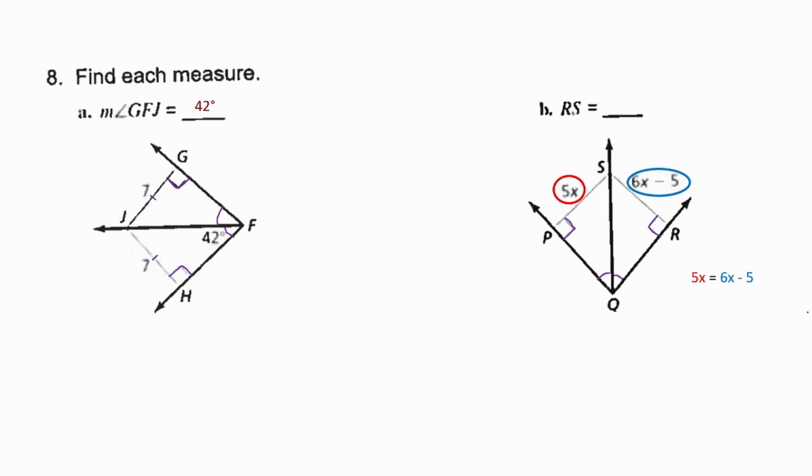Set them equal, and then if we subtract 6x from both sides, we would get negative x equals negative 5, and then we would get that x equals 5. Now, again, keep in mind, it's not asking for the value of the variable, it's asking for the length of the segment RS, so we've got some work to do to substitute in. RS will be equal to 6 times 5 minus 5, and then that means that RS is equal to 25.